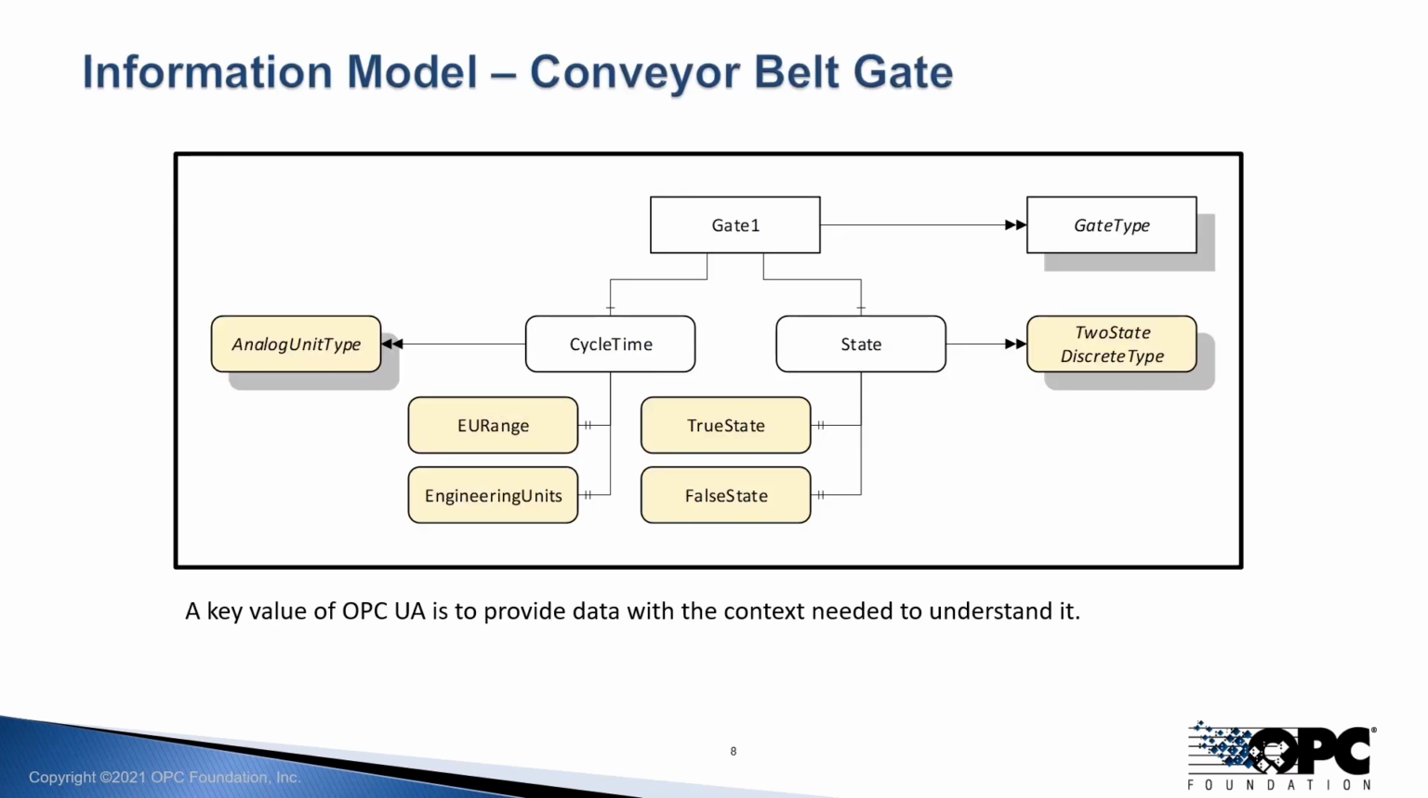Now, the information model for this particular example, we wanted to keep it simple. It is a single GPIO pin connected to an LED that we're using as a simulator for a conveyor belt gate. It has a state and a cycle time. The state itself has true labels and false labels. Then you have EU range and engineering units on the cycle time. But this is a simple example of an information model.